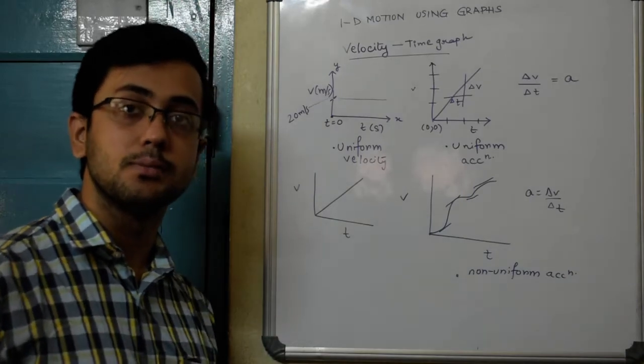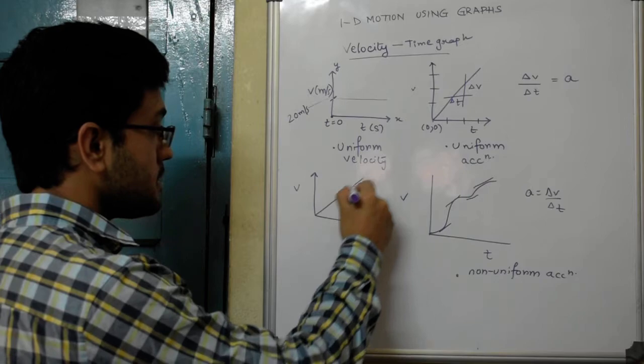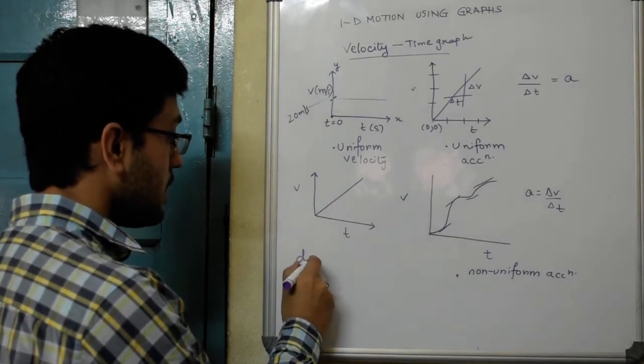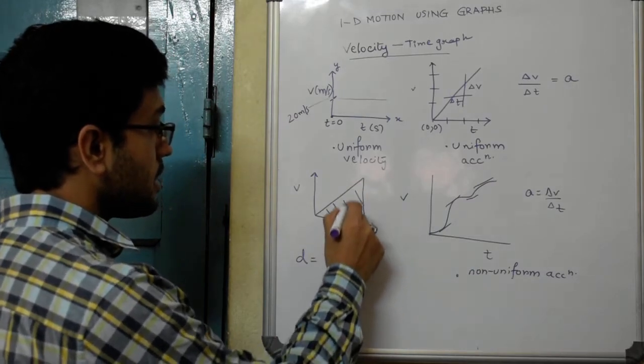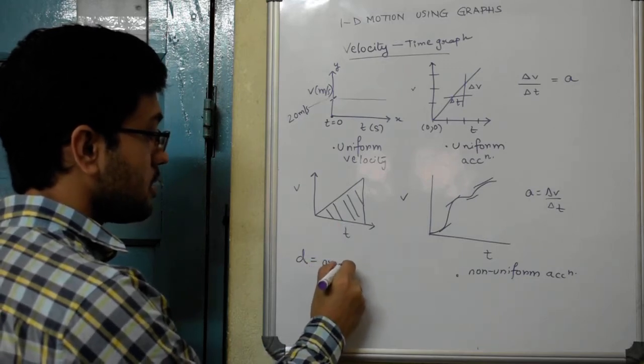An interesting thing for the velocity time graph is that from the area of the velocity time graph you can find out the displacement. So suppose this is my velocity time graph and this is the nature of the graph, and I want to find out what is the displacement. Displacement is basically this area, the area which is enclosed by the graph with the time axis. This area is equal to the displacement.